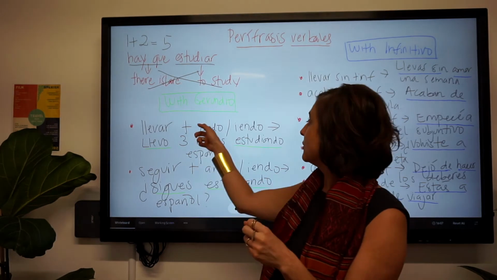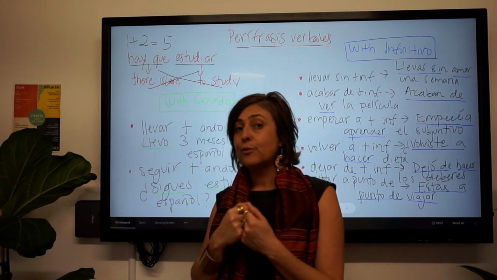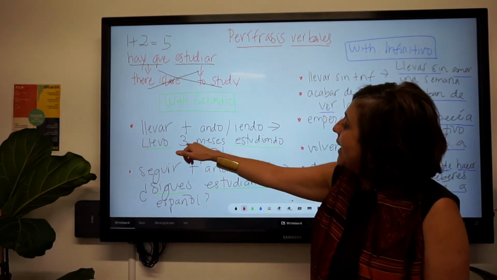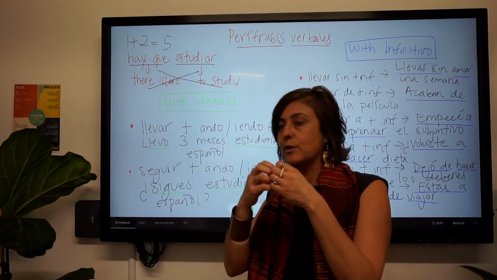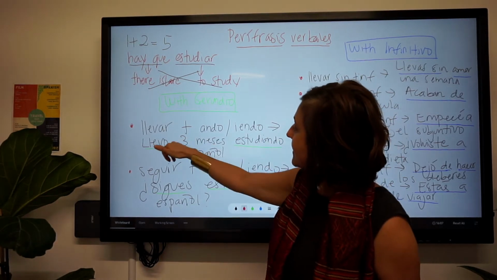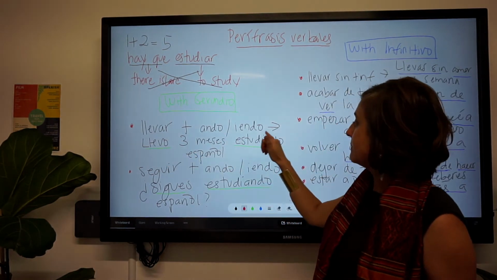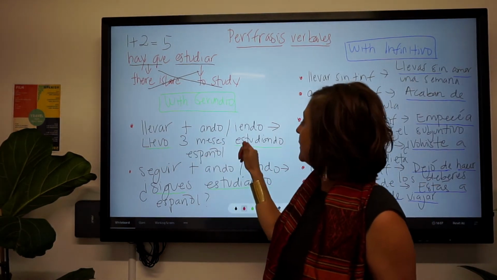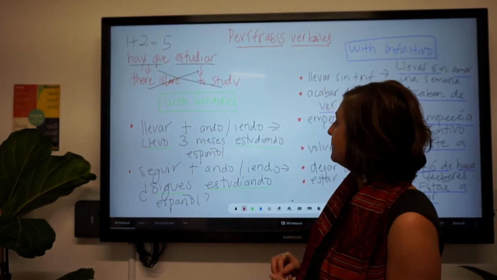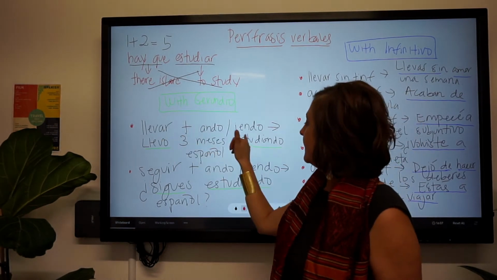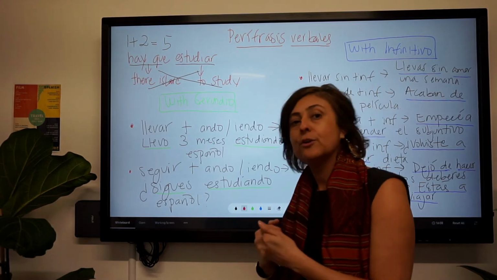No, so the combination of llevar plus the gerundio means to have been doing something for a length of time, right? So I have been studying Spanish for 3 months. That's what that combination means. The 3 meses doesn't have to be between these two. You can say llevo estudiando 3 meses español or llevo estudiando español 3 meses. The bits and pieces can change position a little bit, but the meaning is to have been doing something for a period of time.